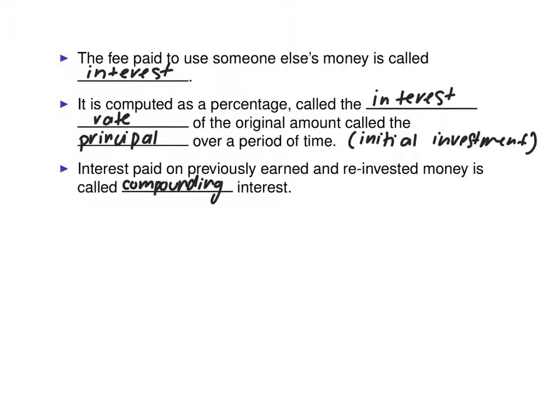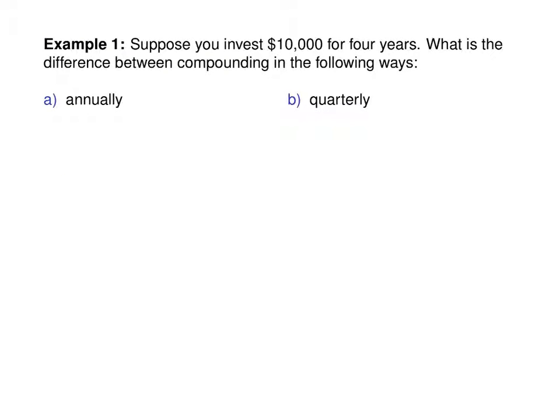And these are pretty simple cases. The cases where you have a loan and start to pay stuff back are a little bit more complicated because you decrease the amount that you're earning interest on. So suppose, just a simple case, you invest $10,000 for 4 years. What is the difference between compounding annually and compounding quarterly? So we're going to look for a pattern.